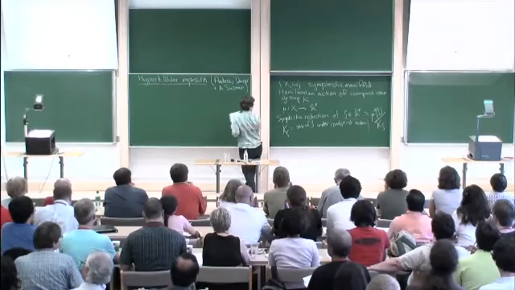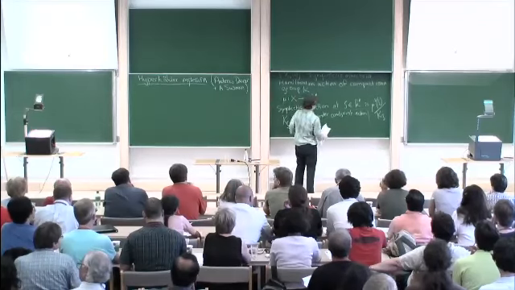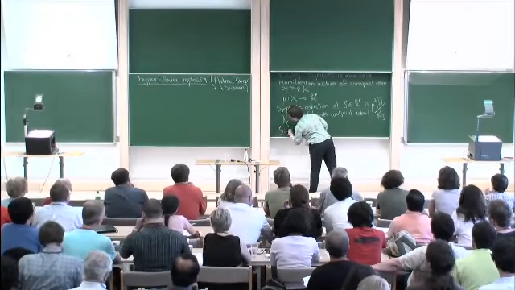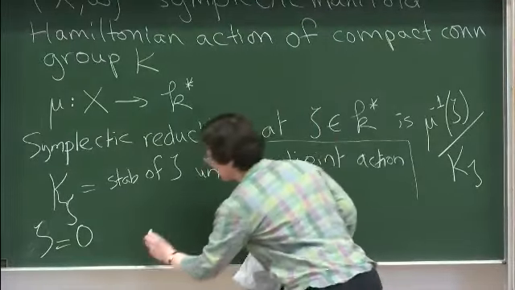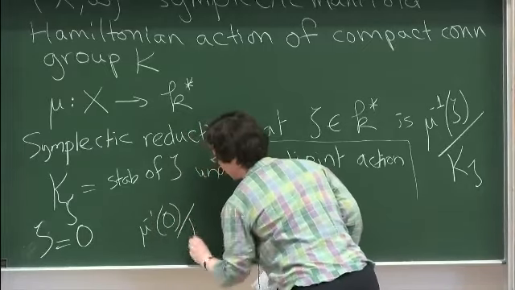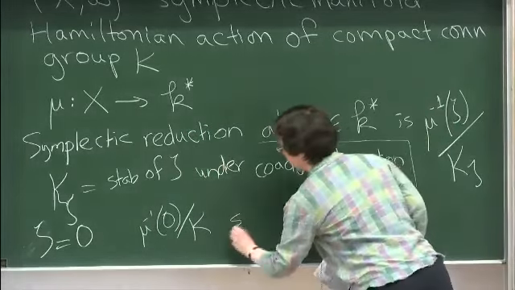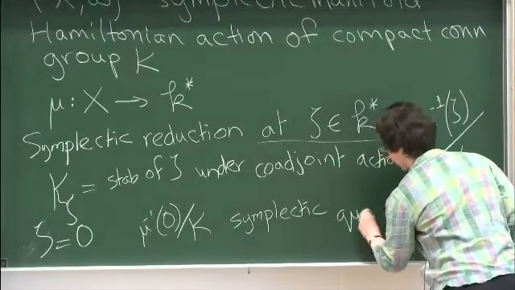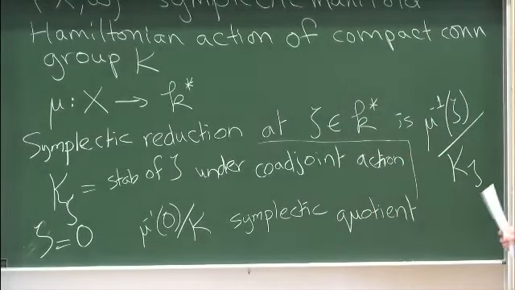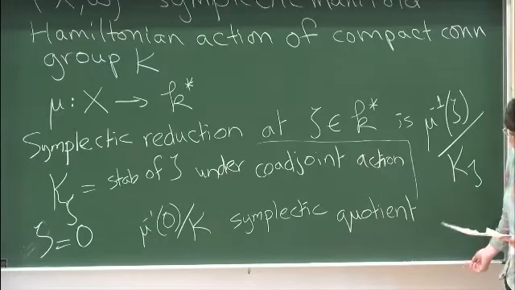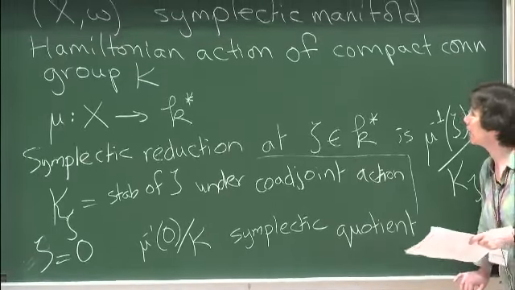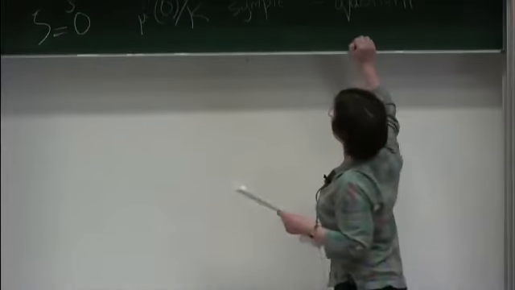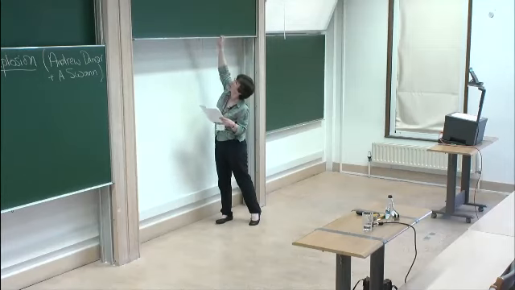In particular, when zeta equals 0, we're looking at the symplectic quotient, which links up with geometric invariant theory if you're in an algebro-geometric situation. Okay, so that's symplectic reduction, but what I want to tell you about is symplectic implosion.